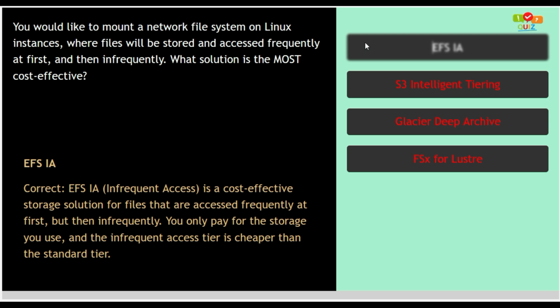Option 1, EFS IA. This option is correct. Why? Because EFS IA, which is infrequent access, is a cost effective storage solution for files that are accessed frequently at first but then infrequently.